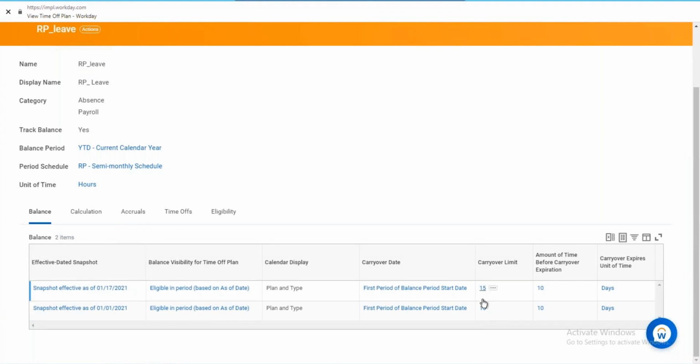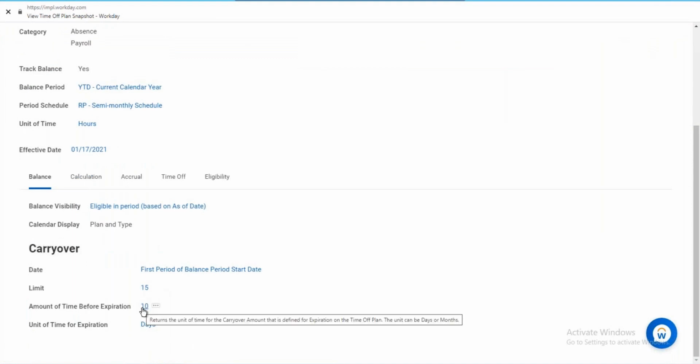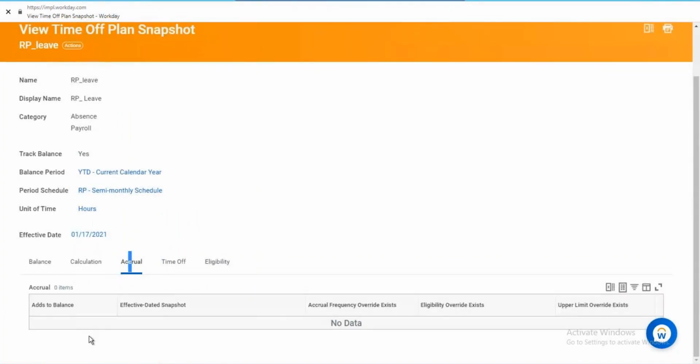Okay. Carry over 15, amount before expiration 10, reward 2021. You made it effective from 2021. Okay, semi, because this is the current. It's 10 days for them. End of the period. No upper limit, no lower limit. Okay. What is the accrual?